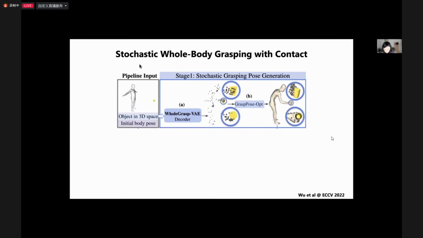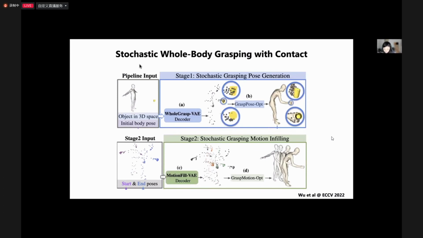In a nutshell, we build a two-stage method to address this problem. Conditioned on the given object information, at the first stage, we generate diverse grasping ending poses. Then, taking the generated ending poses and the given initial pose as input, at the second stage, we infill diverse in-between motions. For grasping pose generation, we use marker representations of the body as shown here, and we build a multitask conditional VAE to jointly learn both the body marker positions with contact map and the object contact map, so both the contact map on the hand and on the object.